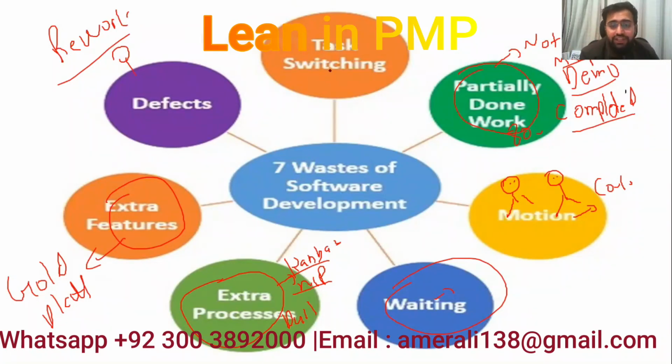Then, since we know that an agile value is focus, we need to be focused whenever we are doing any task. So let's say right now I'm doing this and now I pick up my mobile and start doing that. Then I start doing something else. I keep on switching my task. Now my mind is not focused. My attention is not 100%. So that is considered waste in lean.